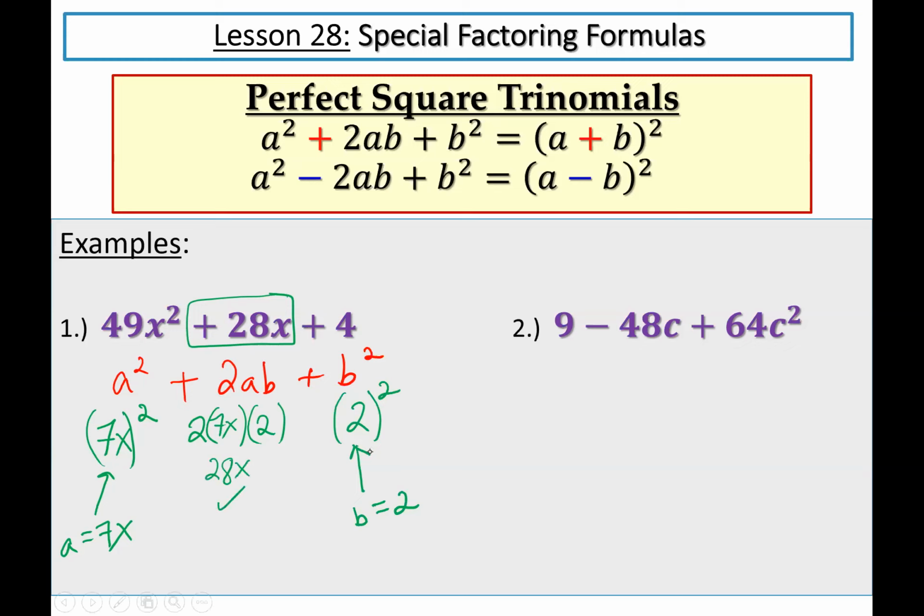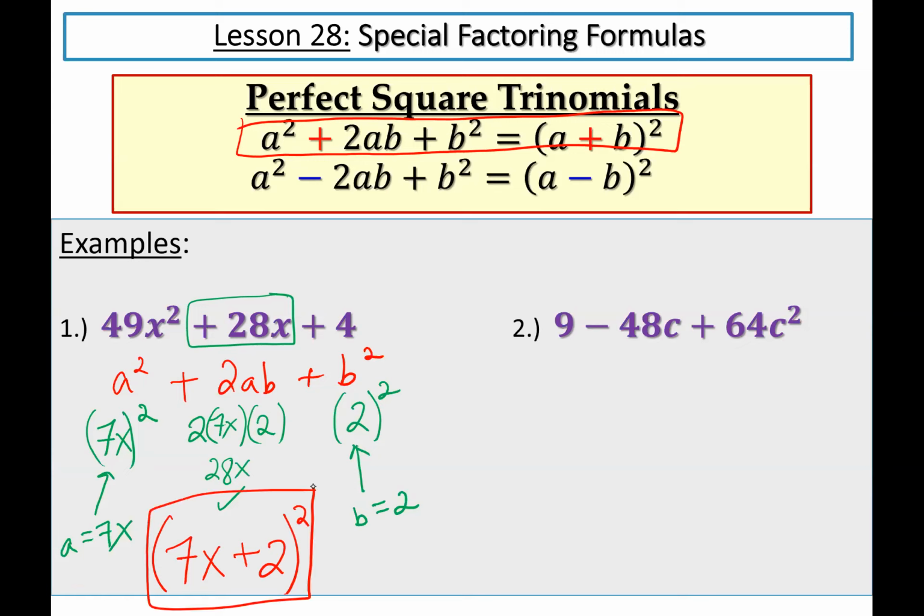So all of that was set up to make sure that, yes, we can use this perfect square trinomial formula. The formula says that when I have a perfect square trinomial like this, I can just factor it as a plus b quantity squared. So a plus b in parentheses squared. A in our problem is 7x, so I'm writing parentheses 7x plus, and then b in this problem is 2. So I can write 7x plus 2 in parentheses squared.